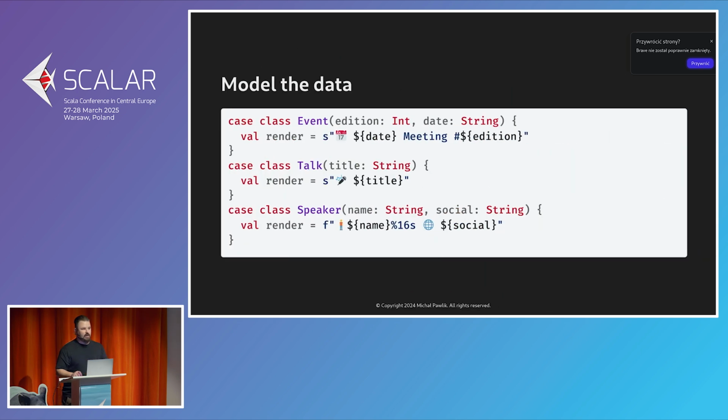But going back to Scala code, here is how we could very simply model the events, talks, and speakers. Each event has the edition, maybe a date. Then there are one or many talks and one or more speakers per talk, right? Also, I have already added the serialization here so that we can visualize each of those entities.